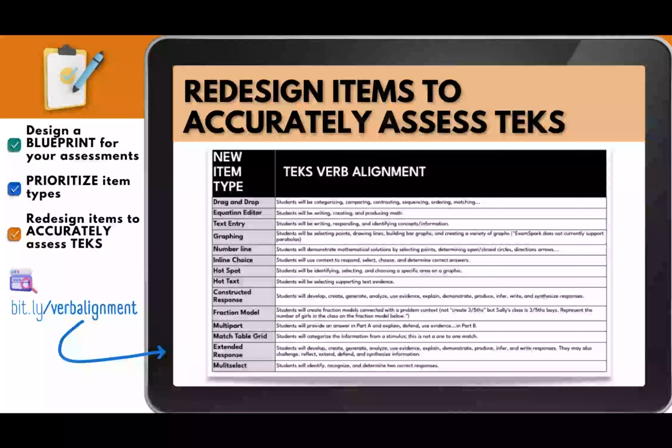But we made this because we wanted our TEKSbank writers to rethink how they develop questions when analyzing a standard. So this document aligns new item types to verbs you see in our TEKS. It kind of really makes it simple. So for example, on the top line, you're going to see that you might consider a drag and drop question when students are asked to categorize, contrast, sequence, etc. We are hoping that this can be a handy resource for your instructional leaders to use when rethinking assessment.